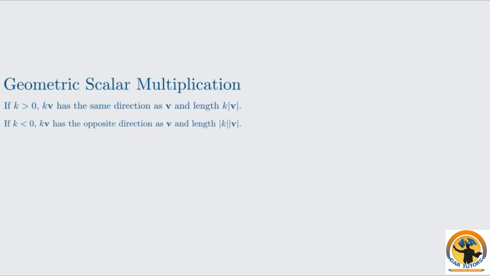The final operation we'll cover is scalar multiplication. A scalar is just a number, as opposed to a vector. Geometrically, multiplying a vector by a positive scalar k scales its length by a factor of k. If k is negative, it also reverses the vector's direction. For example, 2a is a vector twice as long as a, pointing in the same direction. Negative 1.5a is a vector 1.5 times as long as a, pointing in the opposite direction.